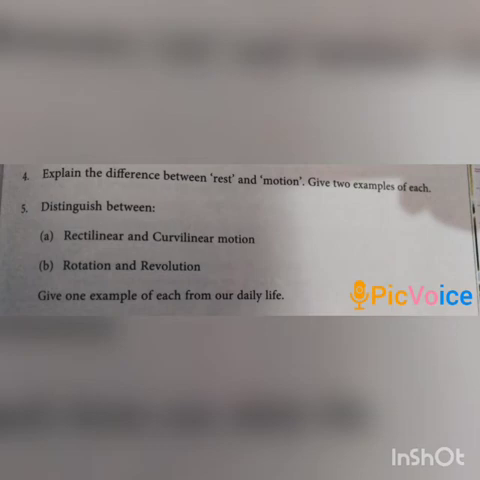Now, in question number 5, we have to distinguish between rectilinear and curvilinear motion, rotation and revolution, and we have to write one example of each from our daily life. Now, rectilinear motion. The motion of an object along a straight line path is known as rectilinear motion. Example is motion of striker in the game of carom.